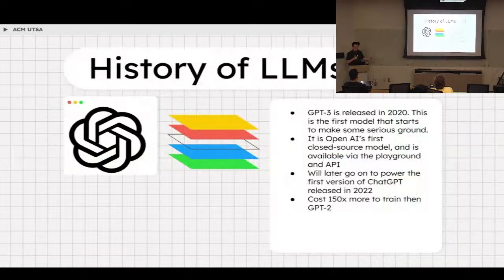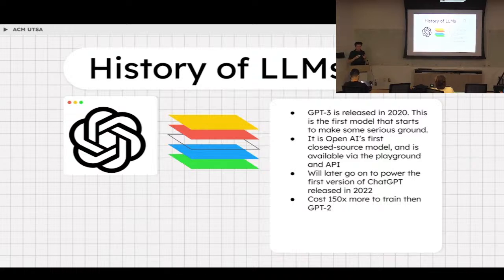So continuing on, GPT-3 gets released in 2020, and this is the model that starts to make some serious ground on actually answering things in a way that is understandable. Generally, every time you ask it a question, it answers in a manner that is readable. You would think there's a chance that a human could have written this. It doesn't get into those loops that GPT-2 did, where it just gets confused.